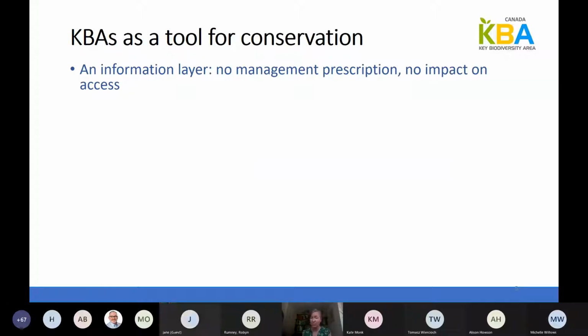This is really important to mention. There's no management prescription. It's not about putting a protected area around every key biodiversity area, although some people or some organizations might want to lobby for that. But there's no impact on access to land by just identifying a key biodiversity area. It's really a tool to figure out where these places are that we need to pay attention to, that we need to ensure are stewarded in some way.